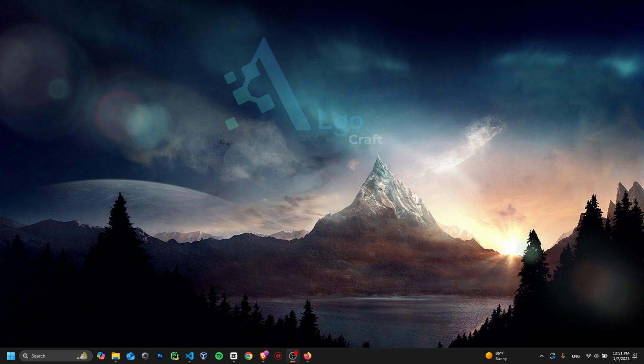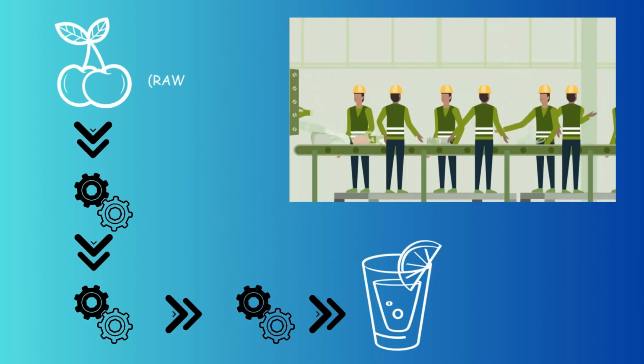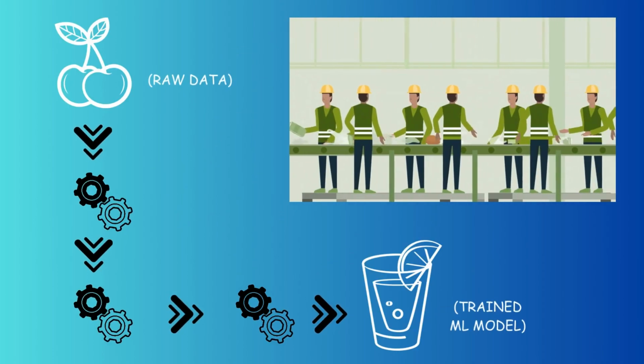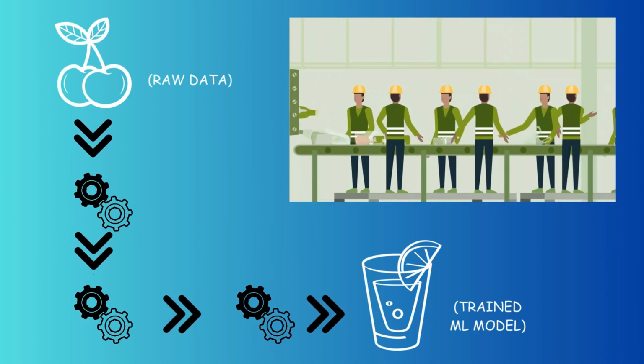Firstly, let's talk about what a pipeline is. A pipeline is a sequence of data processing steps where the output of one step becomes the input for the next. It's like an assembly line in a factory. Raw materials go in and the finished products come out after passing through multiple stages.